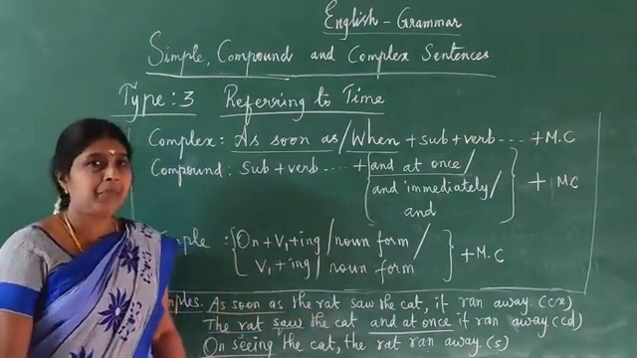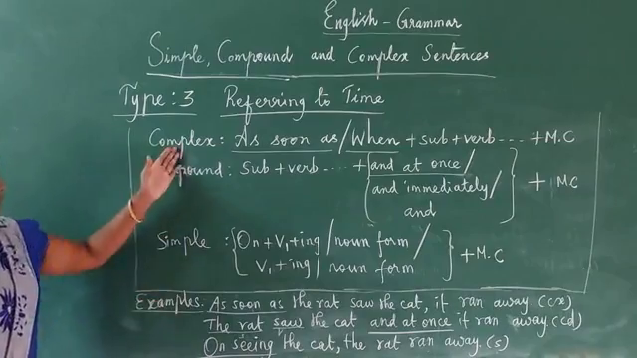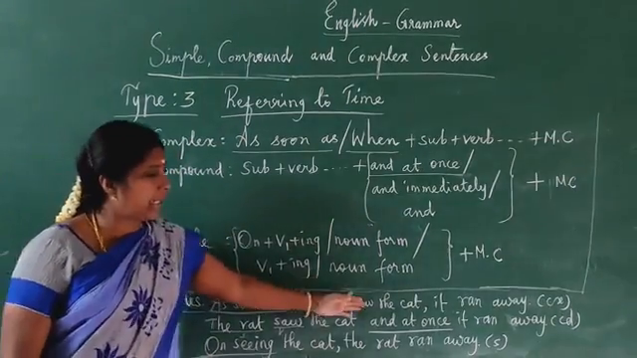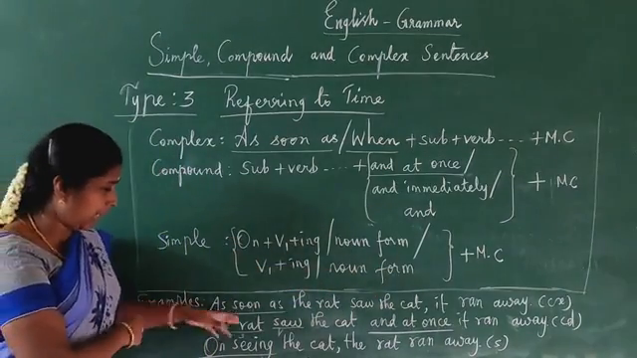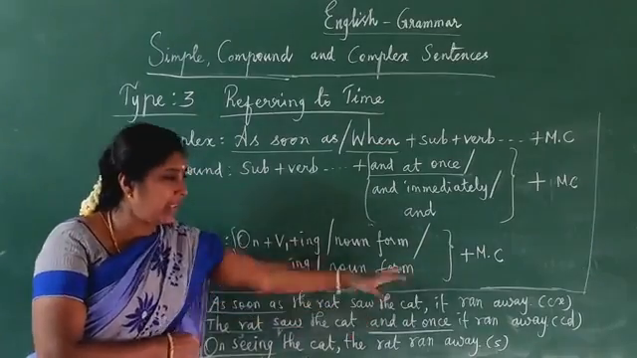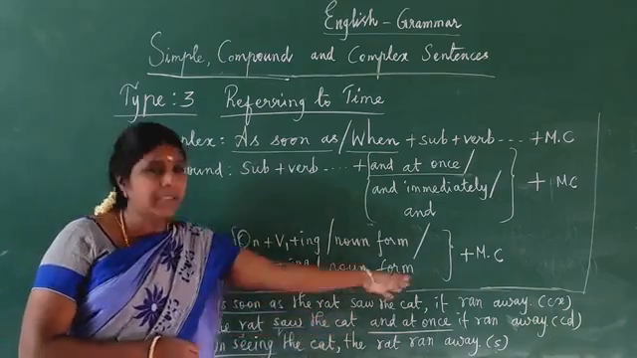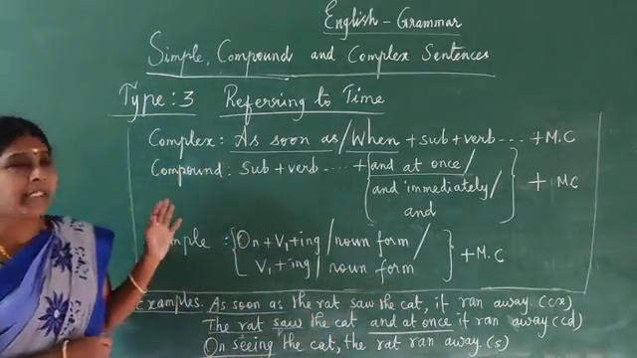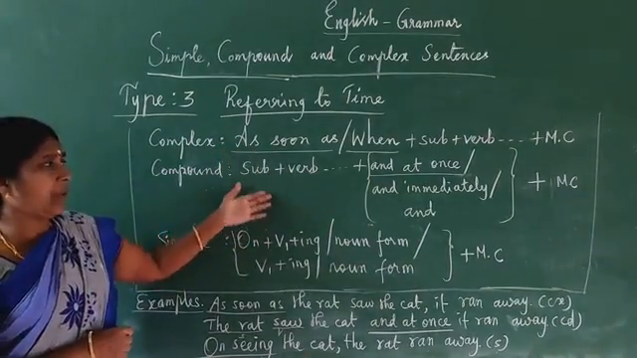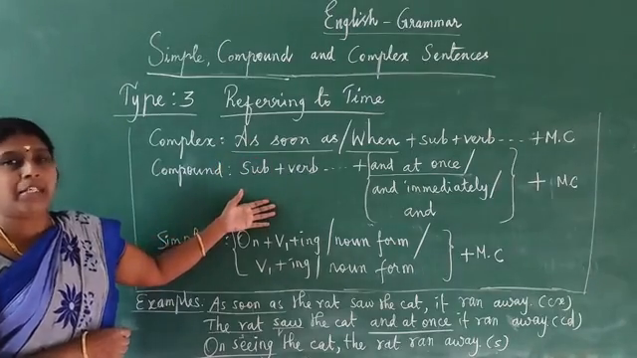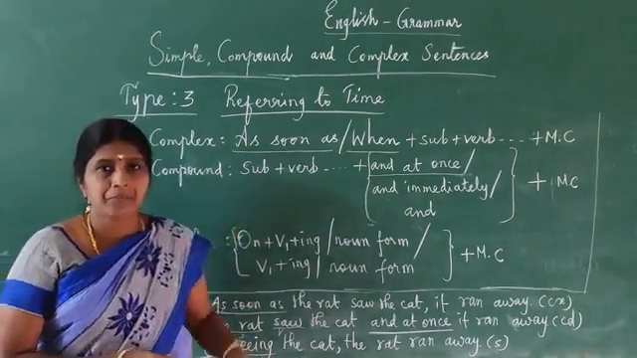This is simple. So once again I repeat. Example: as soon as the rat saw the cat, it ran away, that is complex. Compound: the rat saw the cat and at once it ran away. Simple: on seeing the cat, the rat ran away. You have to keep all these keywords in mind. If you learn them thoroughly, we can easily write the answers also. Let's see another example.